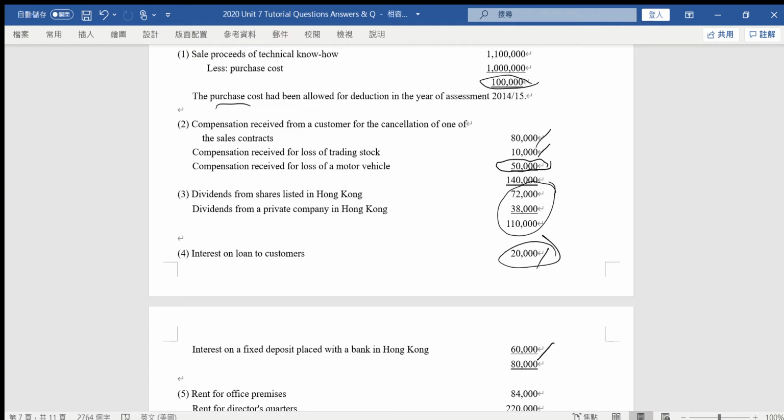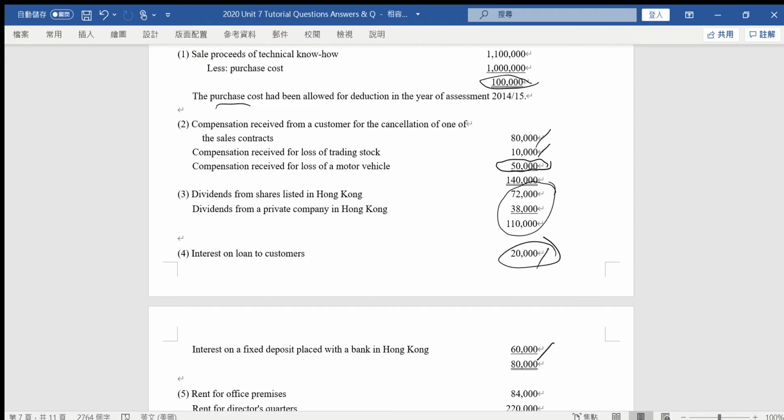Now this one, because this is not a financial institution, you will find that the interest on the loan to a customer, you lend money to your customer, will be part of your trading receipt. That will be taxable, so there is no need to adjust any amount.